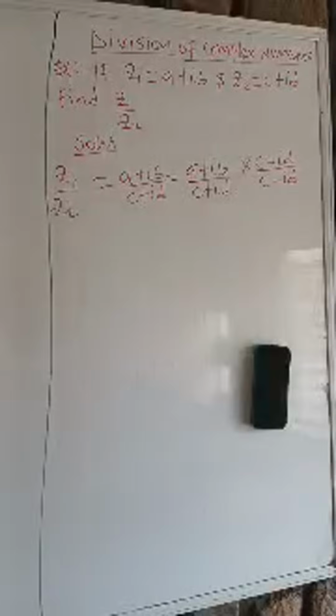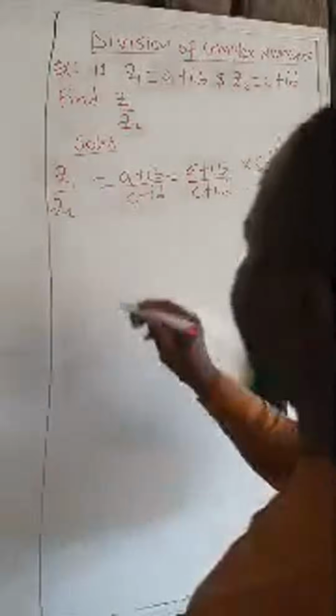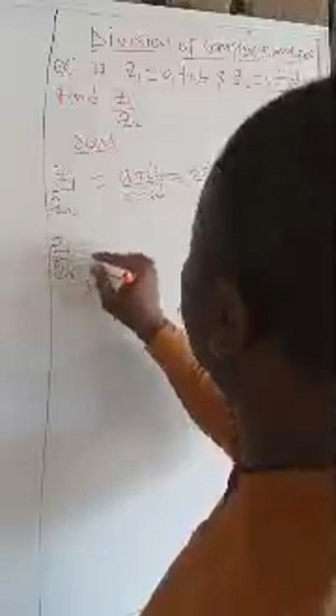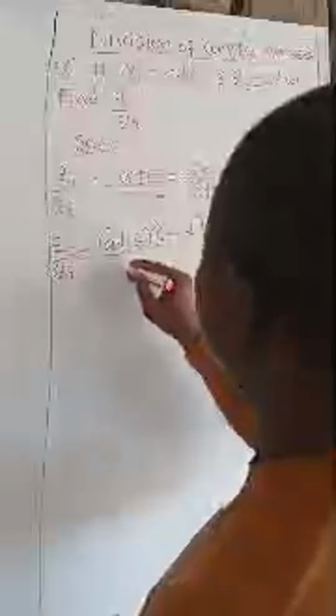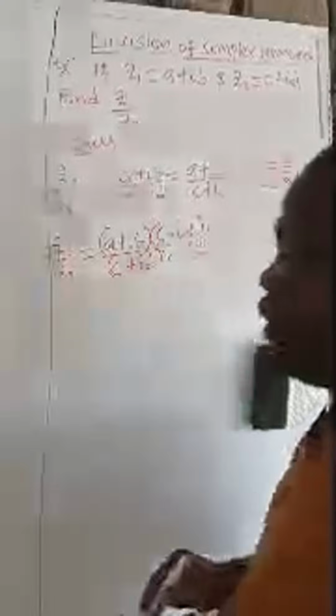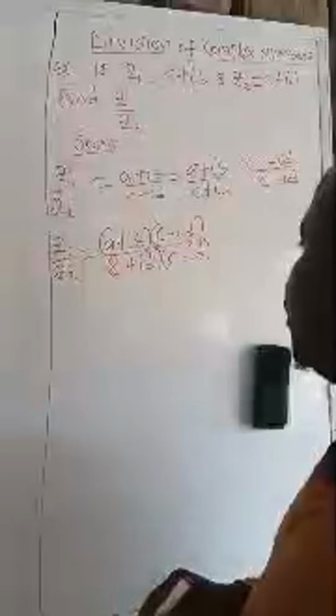You understand, right? Okay. So far so good. So what you need to do here is Z1 all over Z2 is equal to A plus IB times C minus ID, all over C plus ID times C minus ID. True of us? It's true, right? So far, so good.